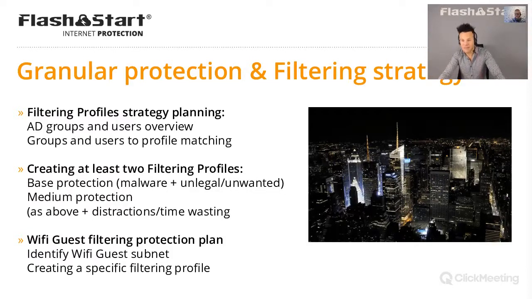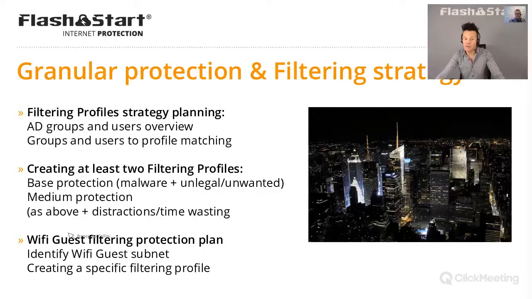Top management can't be blocked, for example, for Facebook and Google. Standard employees sometimes need to be blocked to avoid distraction and to avoid the download of bad content. So we suggest creating at least two filtering profiles, for example, a base protection and a medium protection. When you set up the Pro Plus Active Directory environment from scratch, the system automatically creates three different profiles for you: basic, medium, and strong filter. Then we will proceed together to decide which group and user must be assigned to each filtering profile.